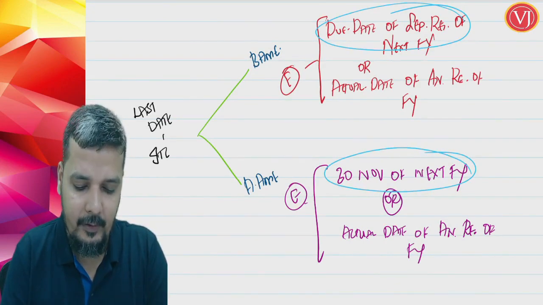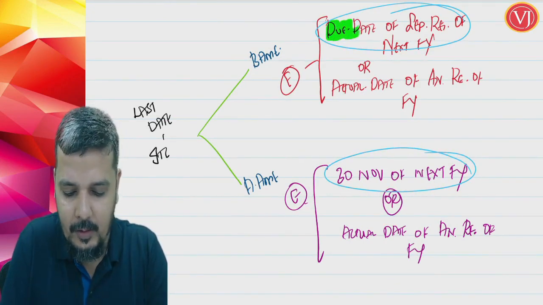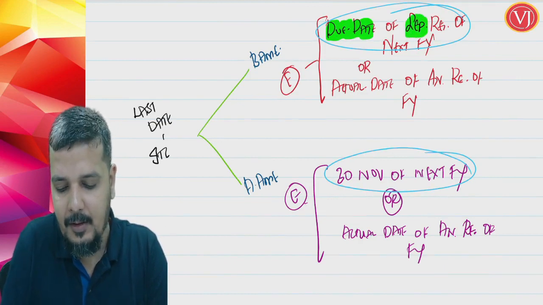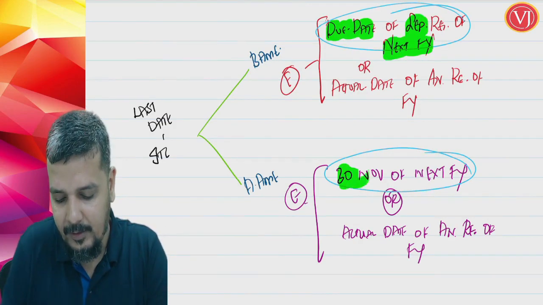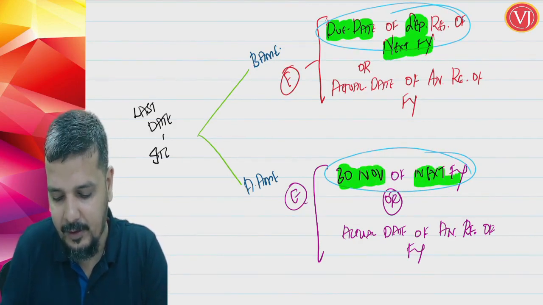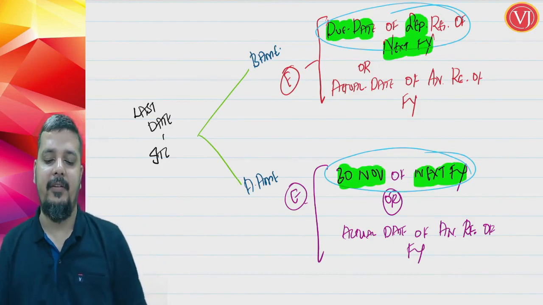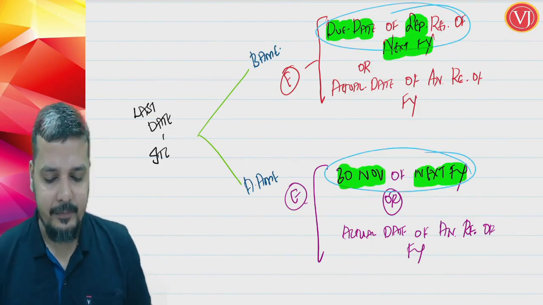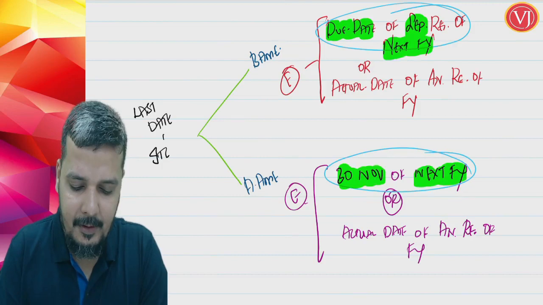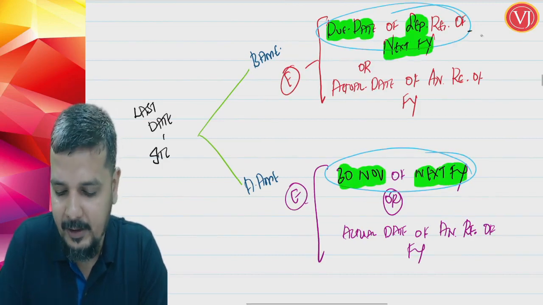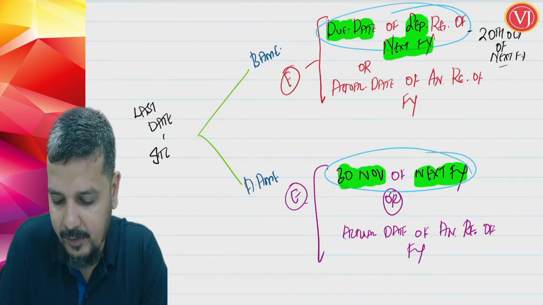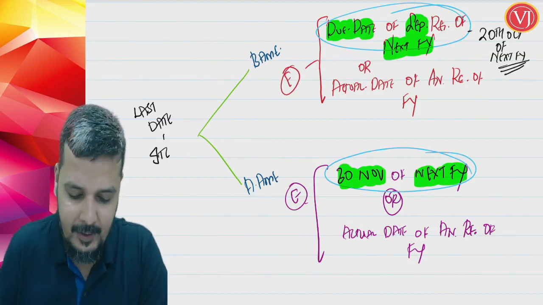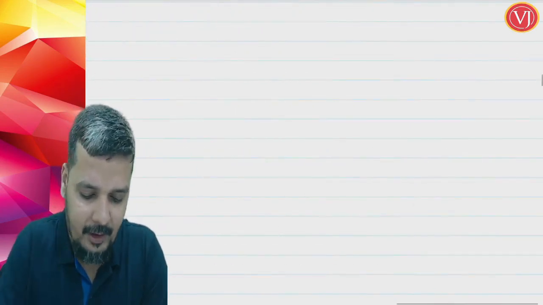Previously the focus was on the due date of September return of next financial year. Now it is not based on return, it is 30th November of next financial year. Now what is the impact? Let us see the impact. Normally the due date of September return of next financial year was 20th of October of next financial year. Normally, not always, the due date would normally be the 20th of the next month.